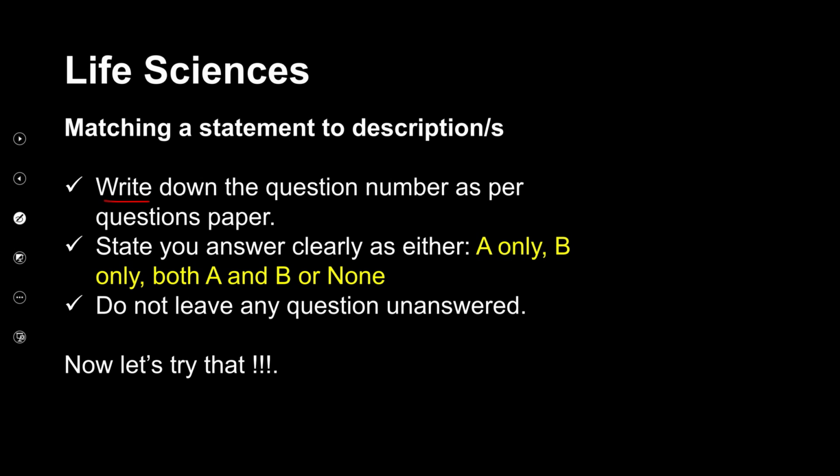Continue. Write down the question number as per the questions on the question paper. As I mentioned earlier on, you cannot do your own numbering system. State your answer clearly as either A only, B only, both A and B, or none. And guys, the questions often require to clearly state whether it is either one of these four. You simply cannot say A. It requires you to say A only, or both A and B. It does not cost you time for us to be able to write A only. It's important that you answer exactly the way the examiner wants you to.